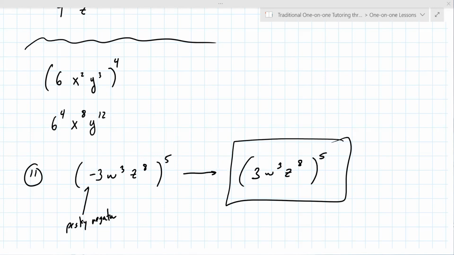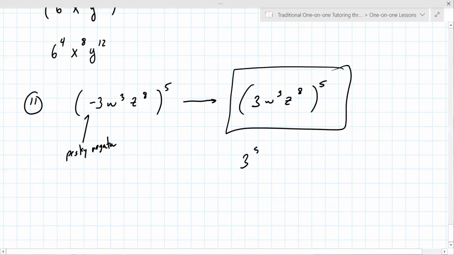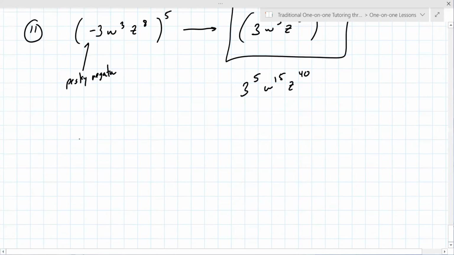Okay, I got the answer for that one. Okay, so I'm gonna write it down over here on the right. 3 to the 5th, w to the 15th, z to the 40th. Yep. Okay. Now, to deal with this negative, we got to go off to the side here a little bit.